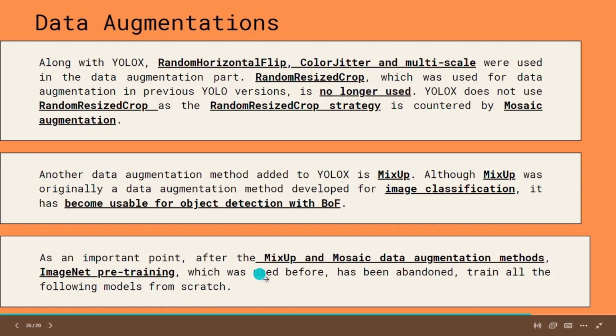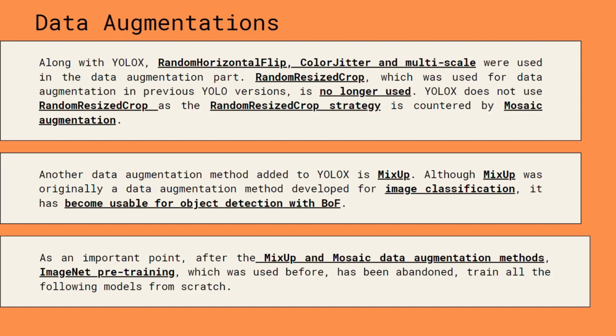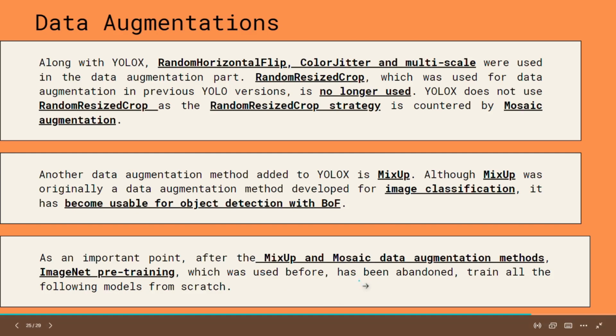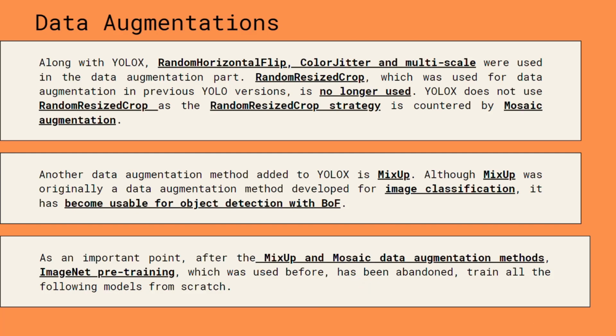So after the mix-up and mosaic data augmentations, the ImageNet pre-training has been abandoned, and they have trained all of the following models from scratch.